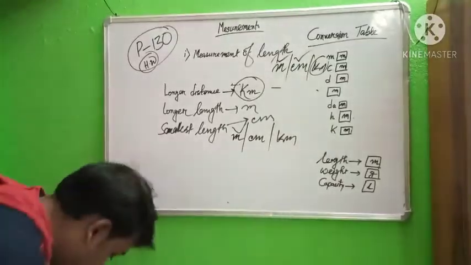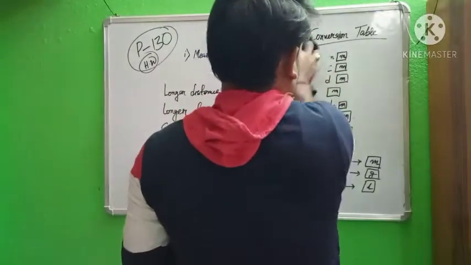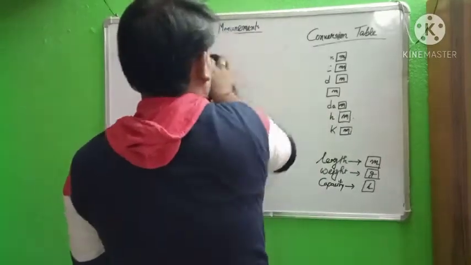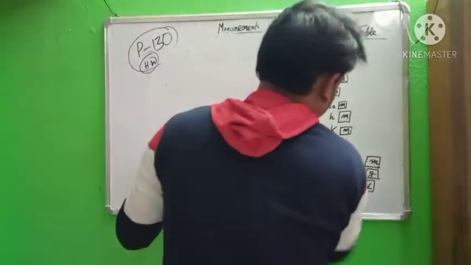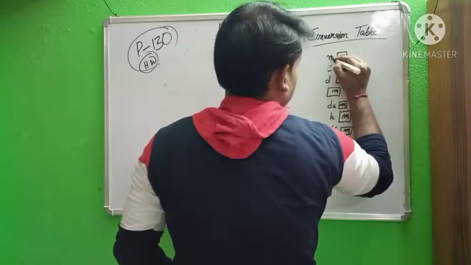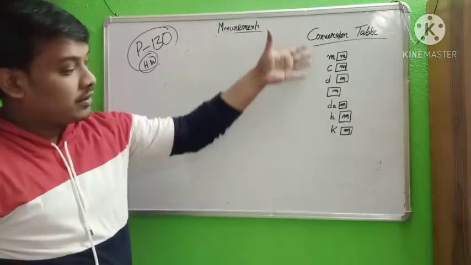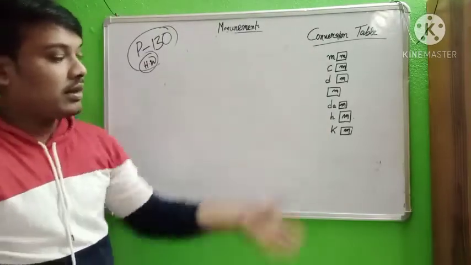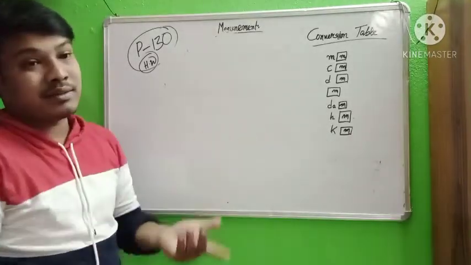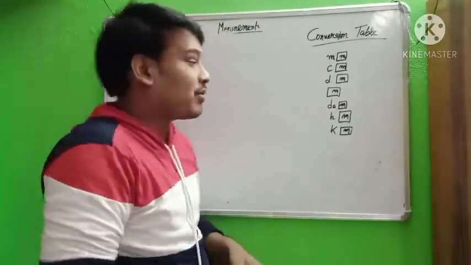Another thing: how to convert one unit to another unit. Everyone, read this conversion table properly. It is very easy. I told you that you can memorize it like milli, centi, deci, deca, hecto, kilo. Okay, no problem.